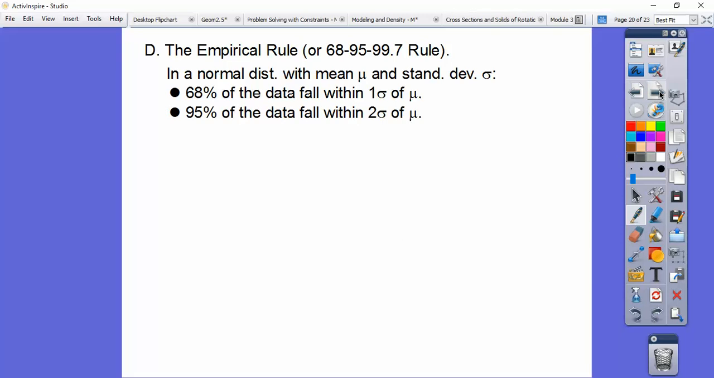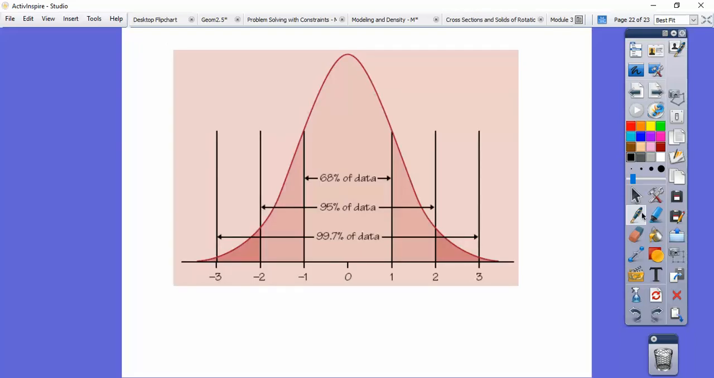Within 2 standard deviations is 95% of the data, and within 3 standard deviations is almost all of the data. 99.7% of the data falls within 3 standard deviations. So here it is right here. Here's our picture. Here's the mean, which is 0, and then one standard deviation to the left, one standard deviation to the right.